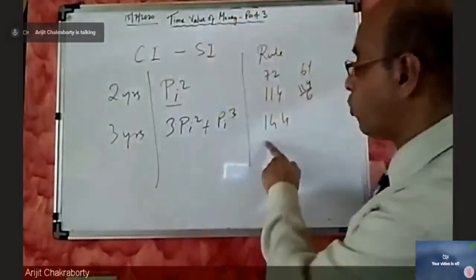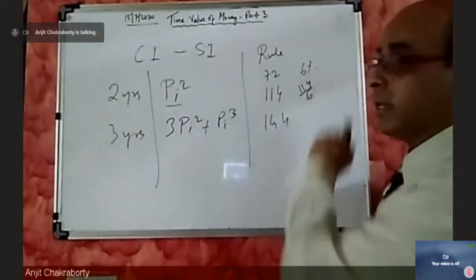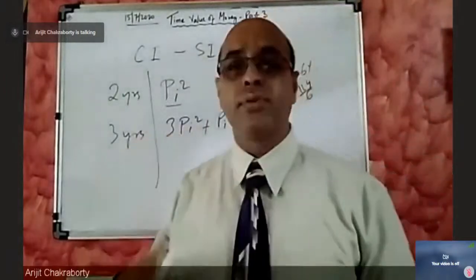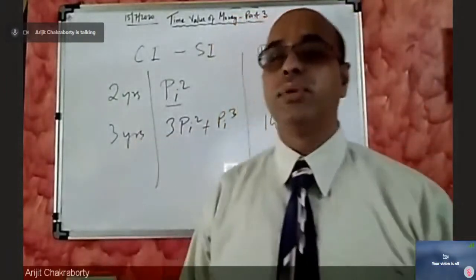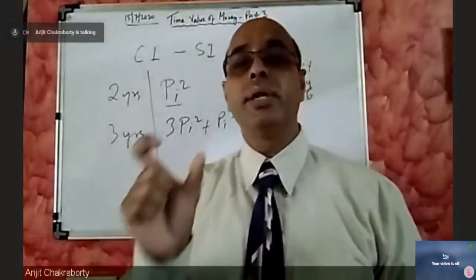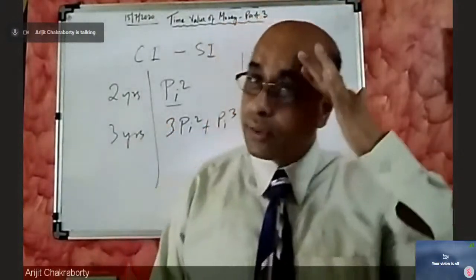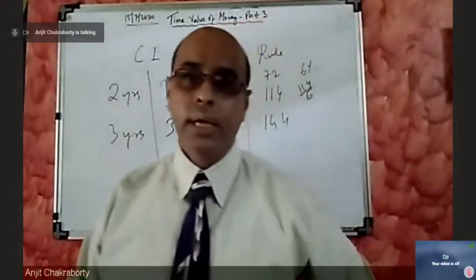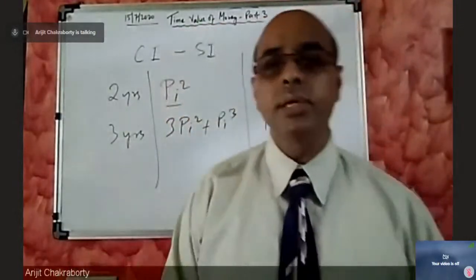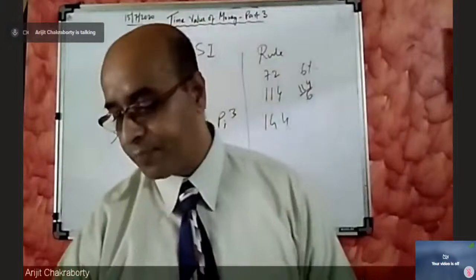It is given by 144 divided by, in this case, 6%, because we have taken 6. So 144 divided by 6 will give you the number of years after which the money will become 4 times. So we talked about 2 times, 3 times and 4 times.